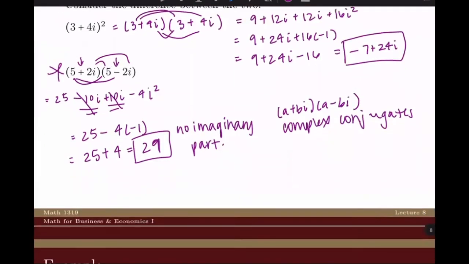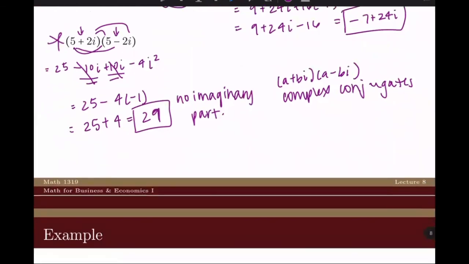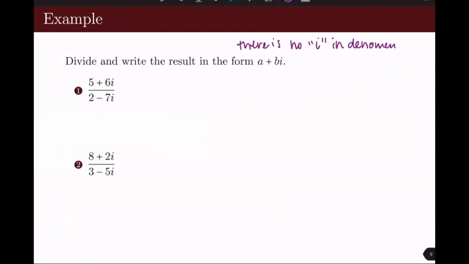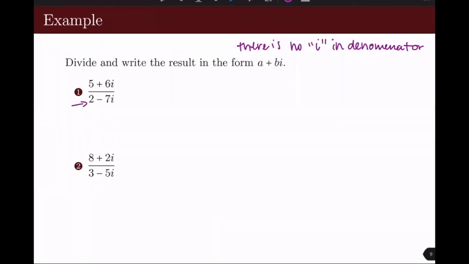All right, let's do some examples. Our goal is for our result to be in the form of a plus bi. So notice that in the form a plus bi, we do not have an i in the denominator. That's very important. And the problem with these two is there is an i in the denominator. So how do we get rid of it? Well, the general strategy is to multiply by its complex conjugate.